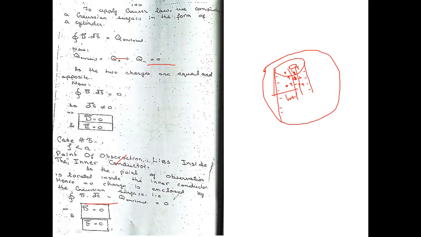So according to Gauss's law, psi will be equal to the total charge enclosed. As we have no enclosed charges in the Gaussian surface, psi will be equal to 0. So as psi is equal to 0, Q enclosed is equal to 0, D is equal to 0, and E is equal to 0.